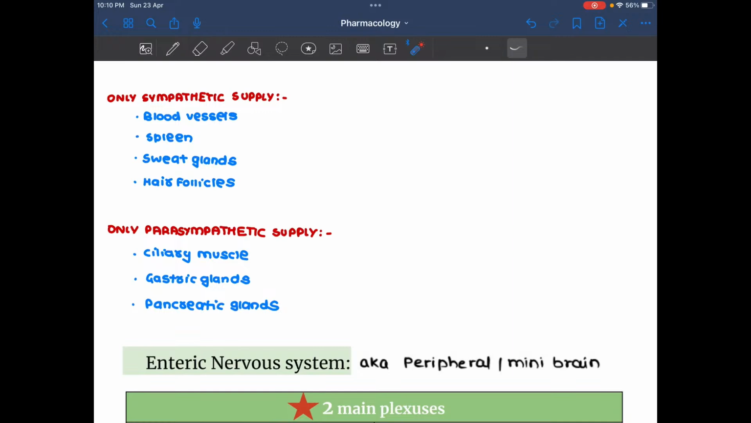Okay? What about the parasympathetic? What are those organs which only have a parasympathetic supply? One would be your ciliary muscle. Okay, ciliary muscle has only a parasympathetic supply. All right. Then you have the gastric glands and your pancreatic glands.